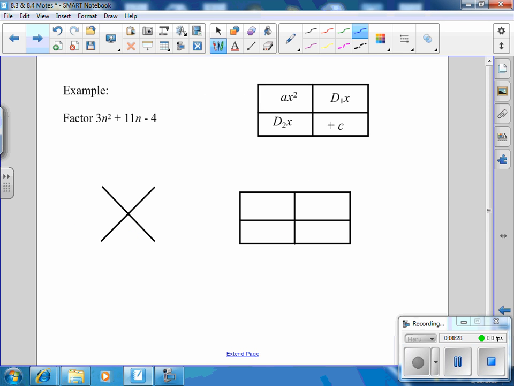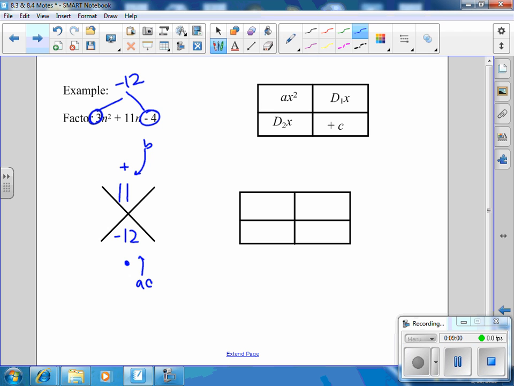So let's try one. If I want to factor 3n squared plus 11n minus 4. So the first thing I want to do is fill out my diamond. Two things have to add to b, or the number in the middle, which is 11. And those same two things have to multiply to make AC, which in this case is 3 times negative 4. Multiply those together, we get negative 12.